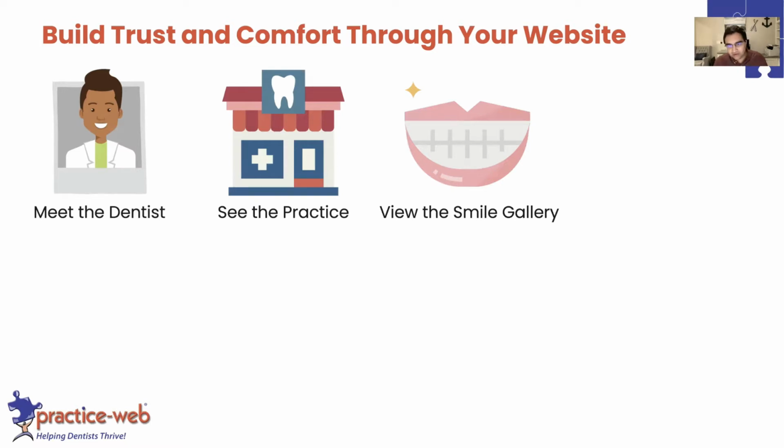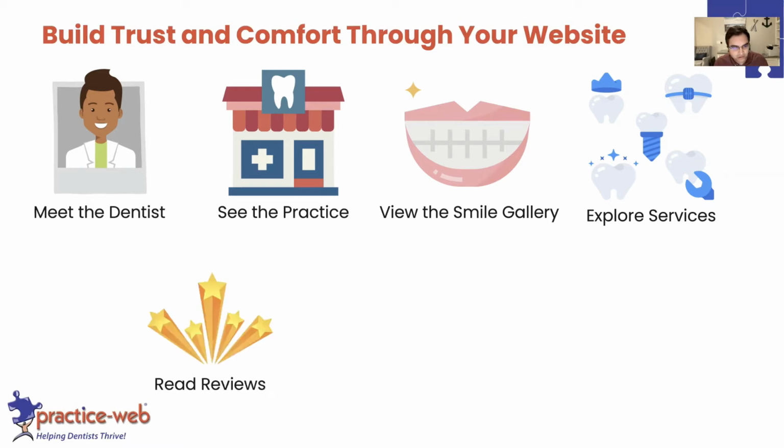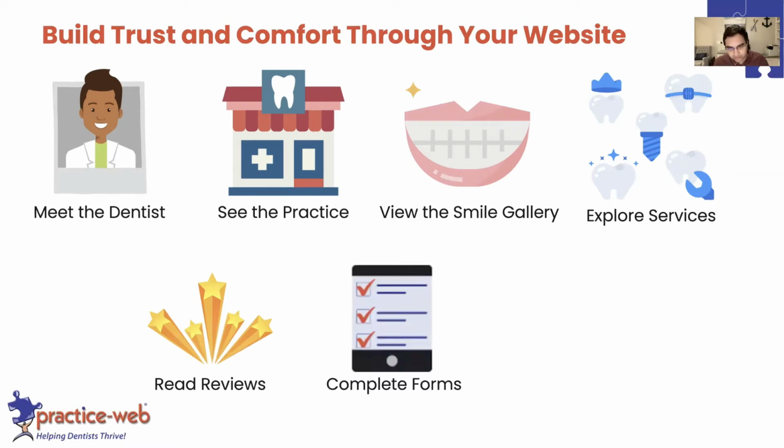Have a smile gallery, have a before and after. That really gets people excited about how they'll be able to change and transform their smile. Have very easy to understand, layman's terms explanations of all the services you provide. You don't have to put a whole novel of information. You can focus on what you want to really promote there. Have the ability for patients to see and read reviews directly on your website. Have the ability to complete forms, so that's also convenient. And you can do both of those things, the reviews and the forms, through PracticeWeb on your website. So we can help you do all this stuff on your website when it comes to reviews and forms.